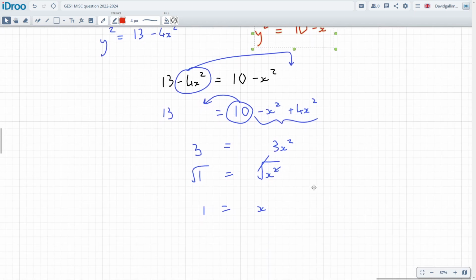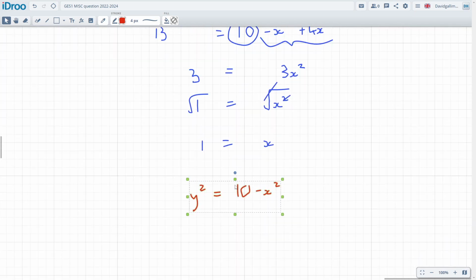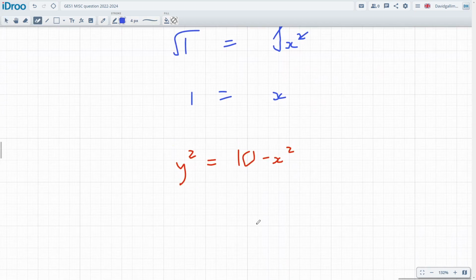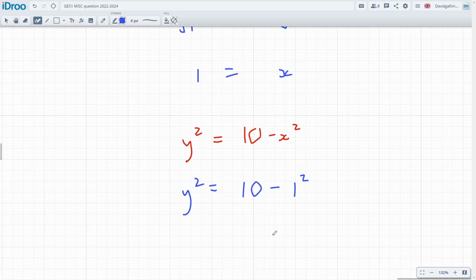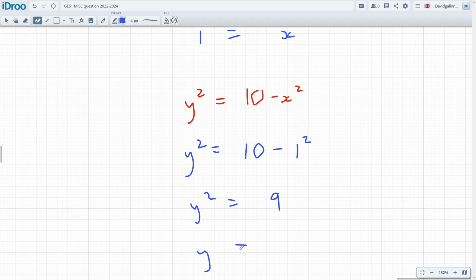So I'm going to reference that, drag all this down, and now we know the value of x is equal to 1. I can plug it in here. So my y squared is equal to 10 minus 1 squared. 1 squared is just 1. 10 minus 1 is 9. So now y squared is equal to 9. If we square root both sides, we're going to get y is equal to 3.